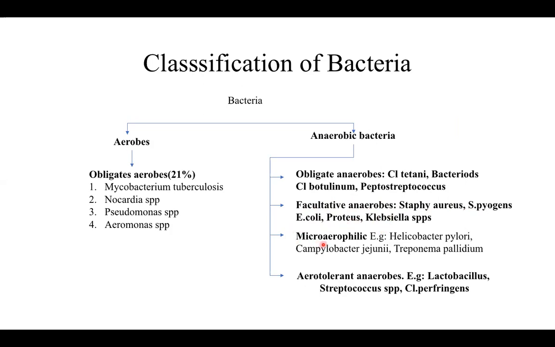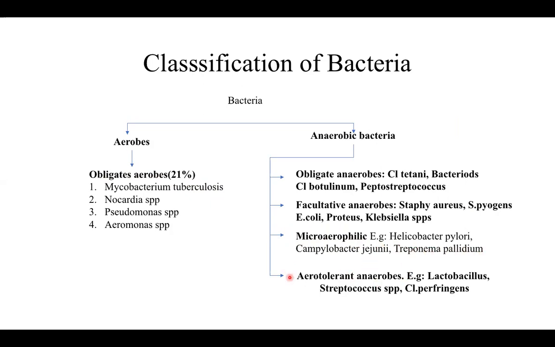And another group is microaerophilic bacteria. The word micro itself indicates small. Aero means air, philic means loving. These are the bacteria which require a trace amount of oxygen for their growth. They do not require the higher concentration like that of obligate aerobes. They require only a trace amount of oxygen. These are known as microaerophilic bacteria. The examples are Helicobacter pylori, Campylobacter jejuni, Treponema pallidum.